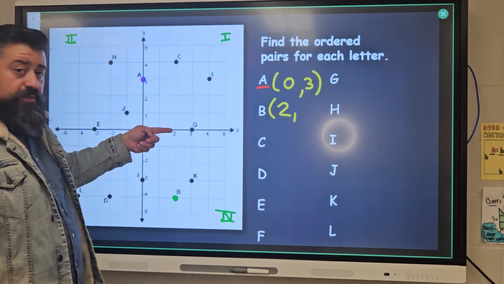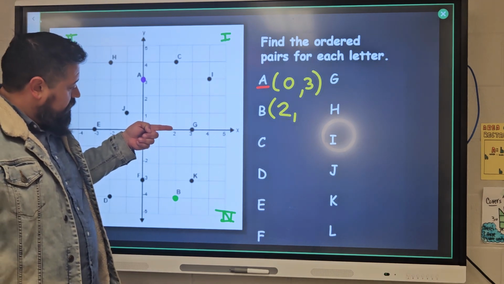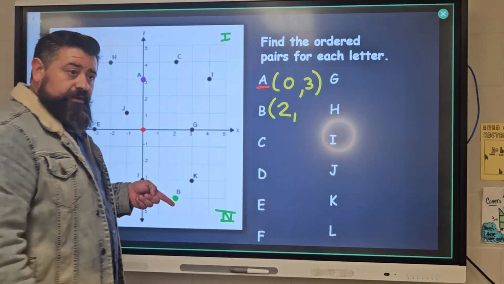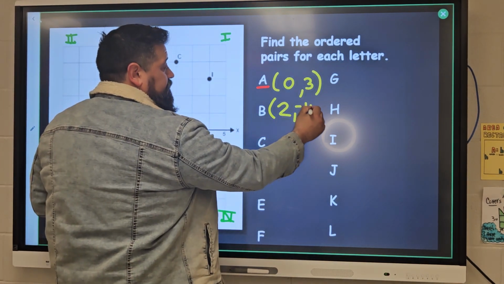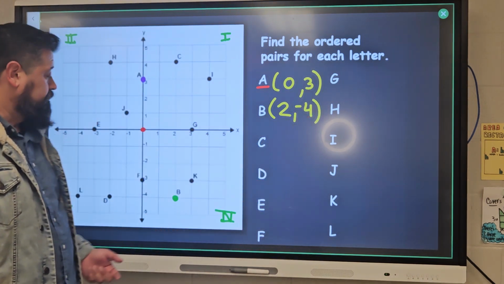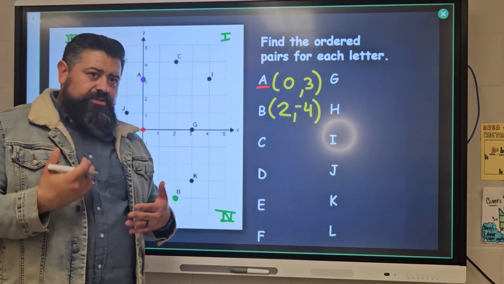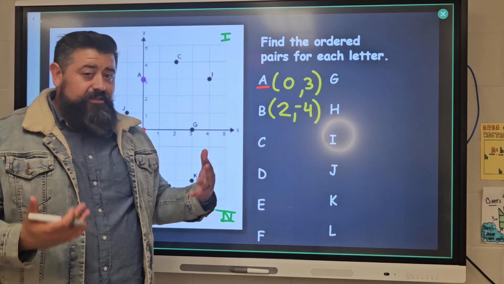Once I get to the 2, I need to go down, right? So I'm going to go down 1, 2, 3, 4. But because I went down, these are negatives. -4. Now, is there a strategy that you can do to make this a little bit easier?